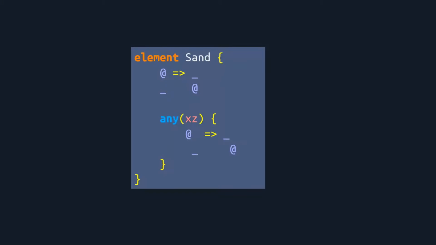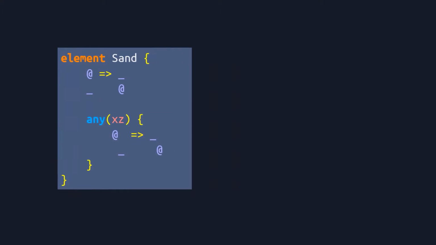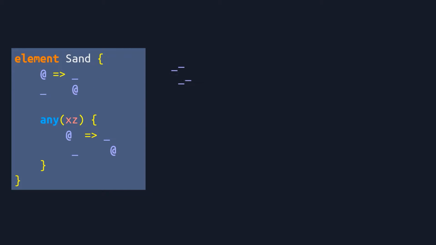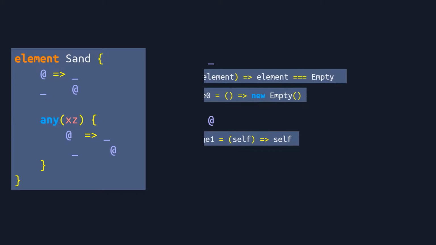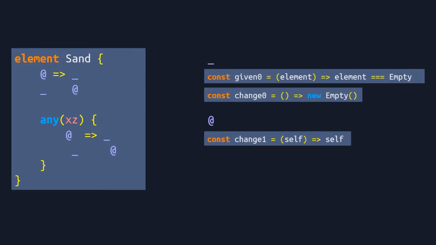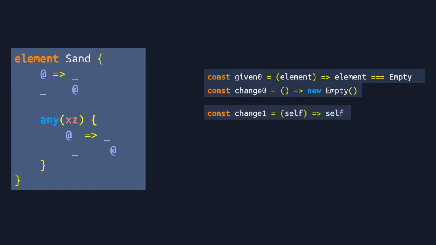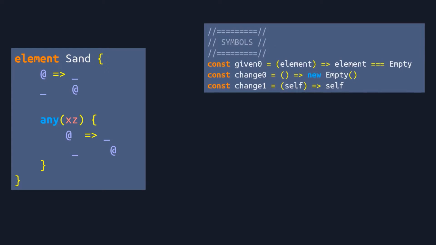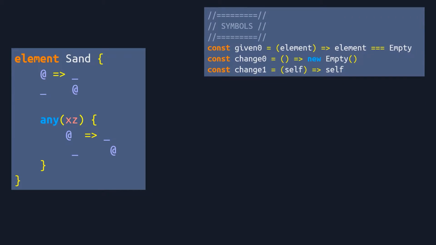So let's say you've coded a sand element, and this is its code. First, it looks at what symbols you've used in diagrams. In this case, we've used the underscore symbol and the at symbol. It looks up the code for what those symbols represent. The underscore represents an empty space. The at symbol sort of represents this atom, in this case, this sand atom. Let's store those away for later.